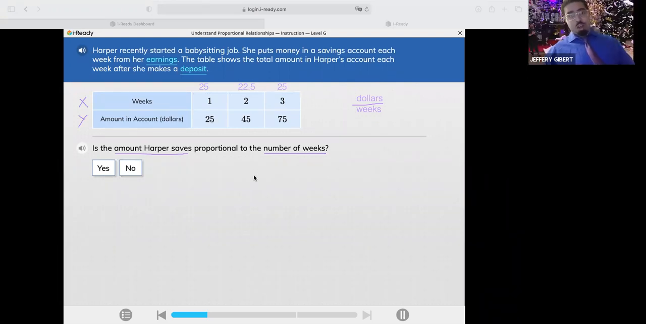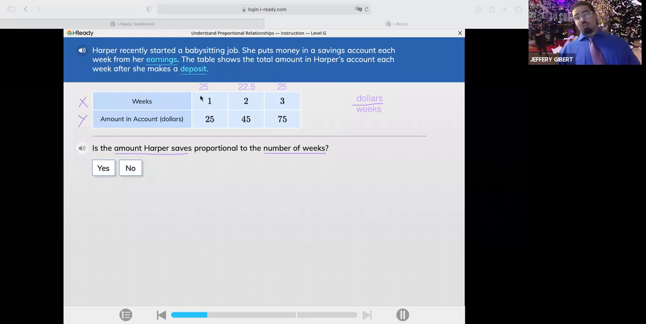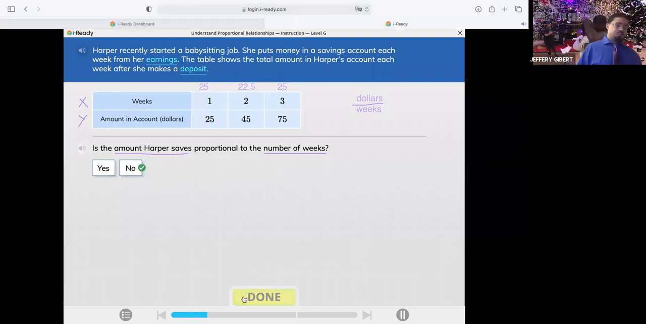No. Why is it not proportional? Because they're not equal. Right. These unit rates are all different. For it to be proportional, they have to be the same. Nice job.